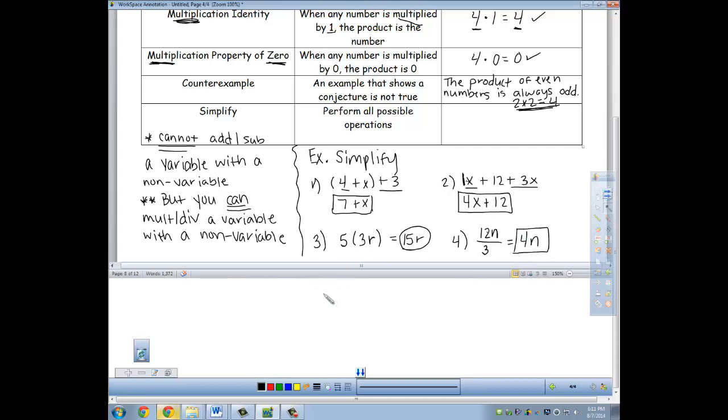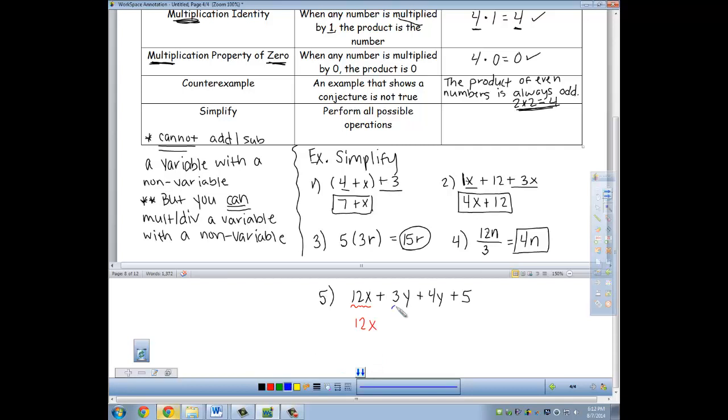Now let's look at one with different variables in it. This will be our last example. Let's do 12x plus 3y plus 4y plus 5. Okay, so here we have 12x, but I don't have any other x's, which means I don't have any like terms that go with this 12x, which means 12x is going to stay by itself.